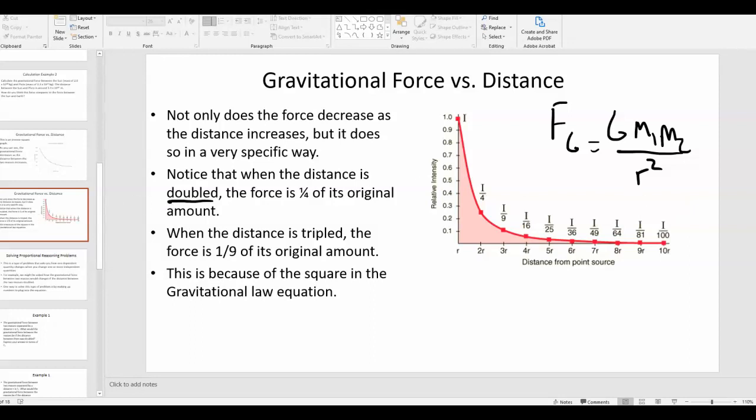Now these types of problems that we're about to see are called proportional reasoning problems, and they're basically math problems. What they're asking you to do is basically saying, okay, if I change this variable by this much, how does this other variable change? So let's take a look at that now.